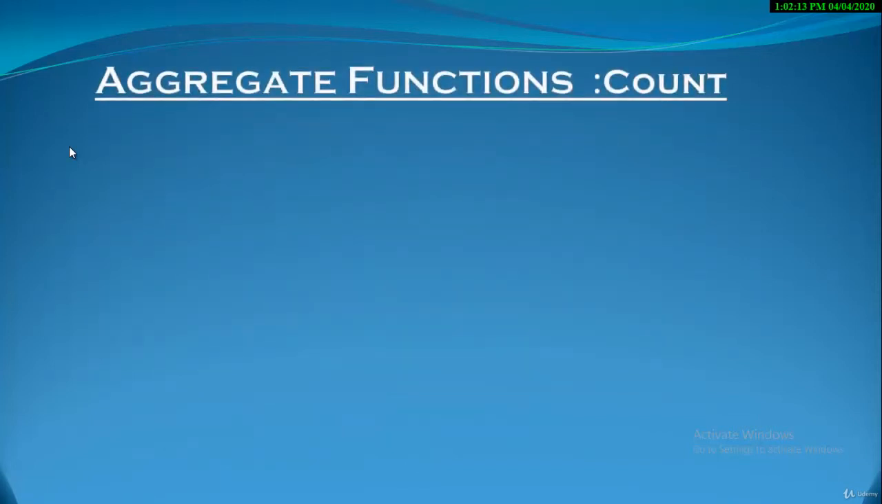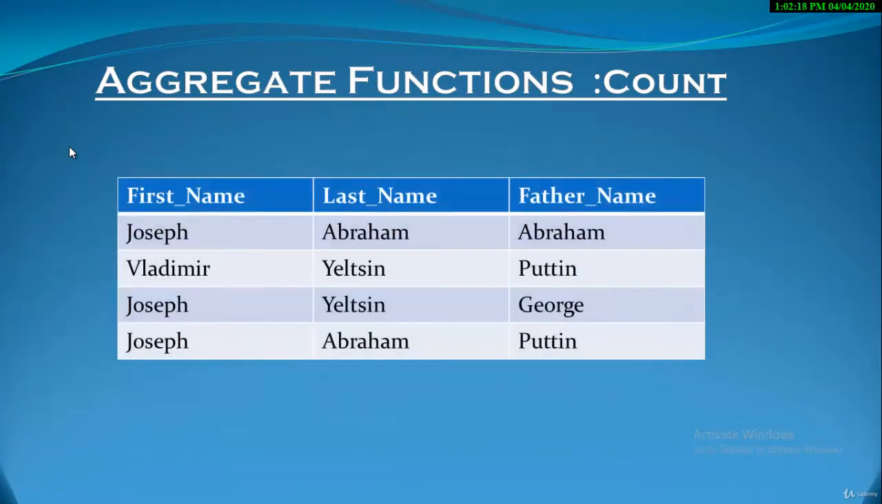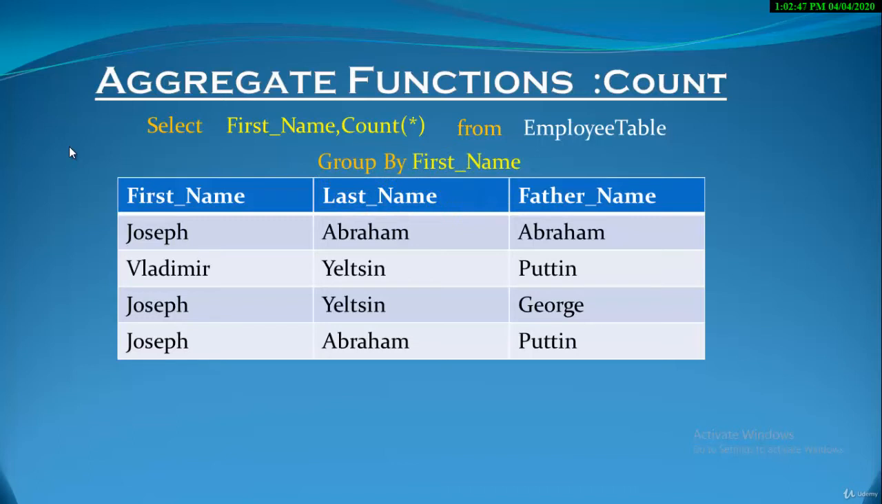Now let's move to another variation of count aggregate function. Write the query, select a column first name, comma, count asterisk from table name, which is employee table, group by first name.